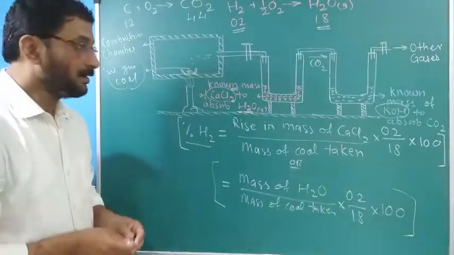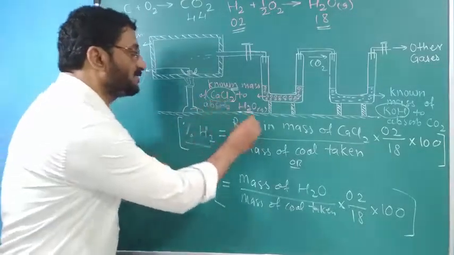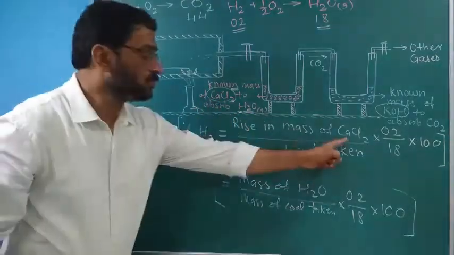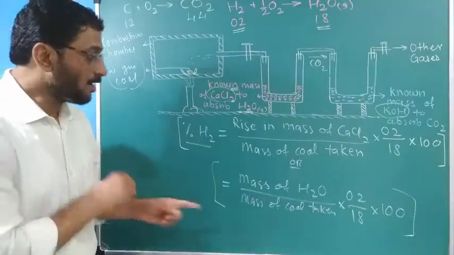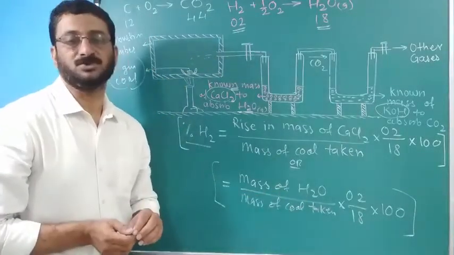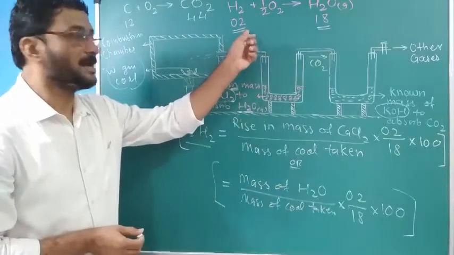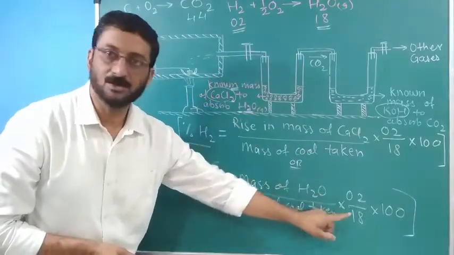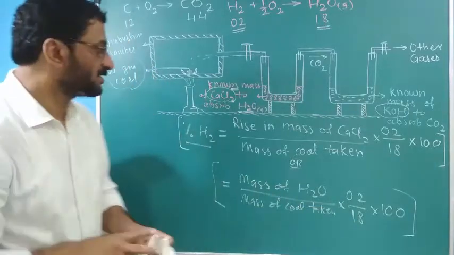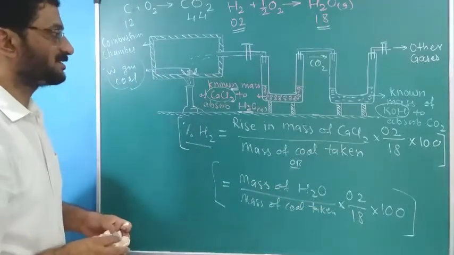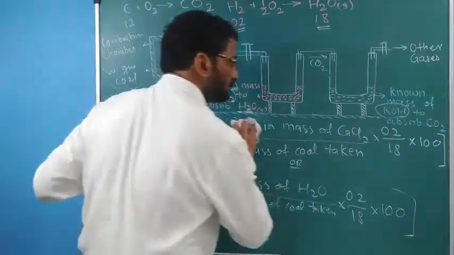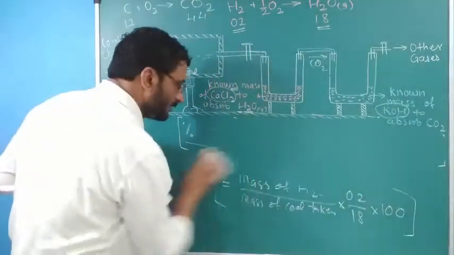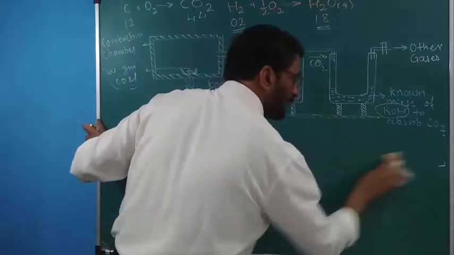So in the numerical, if they have given the initial mass of CaCl2 and the rise in the mass, you use this formula. If the mass of CaCl2 is not given, they have to give how much H2O is produced. This H2O is coming from hydrogen, that we are taking into consideration. So this is a simple equation to find percentage of hydrogen. Okay. Second point is percentage of carbon.